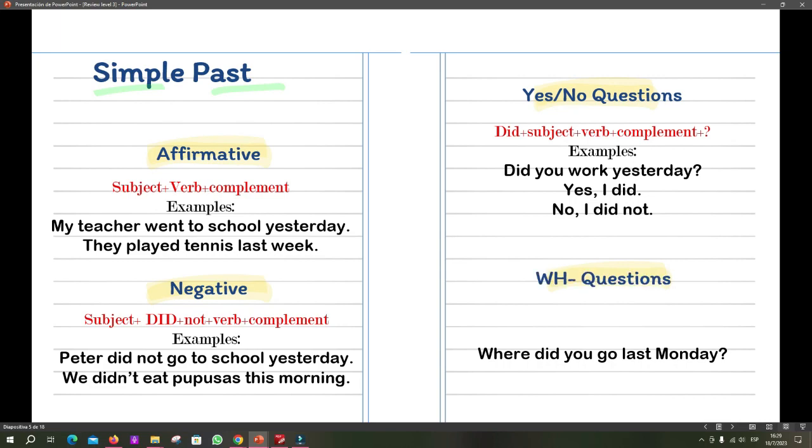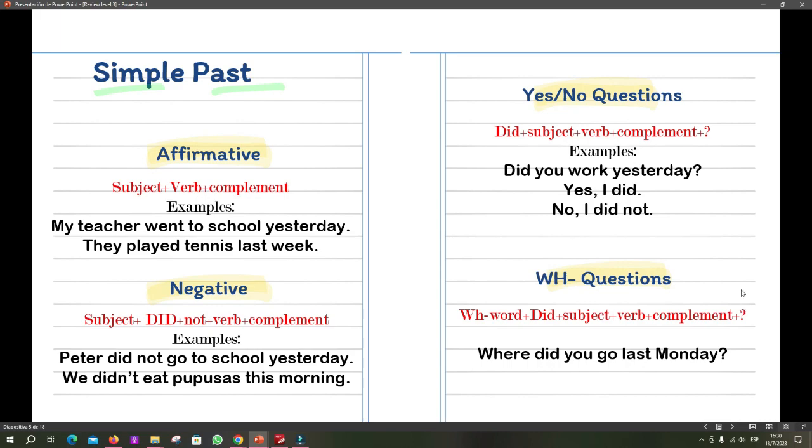Also, we can have WH questions. For example, the WH word first, which, when, how, etc., right? And also the subject of that sentence, the verb in the base form, because you're using the auxiliary did here, and also the complement and the question mark.